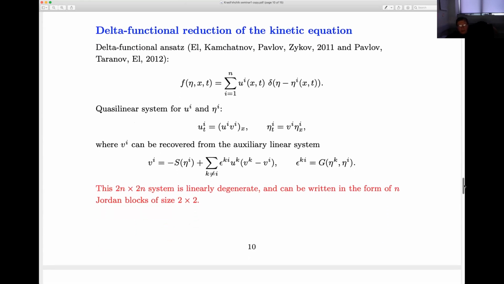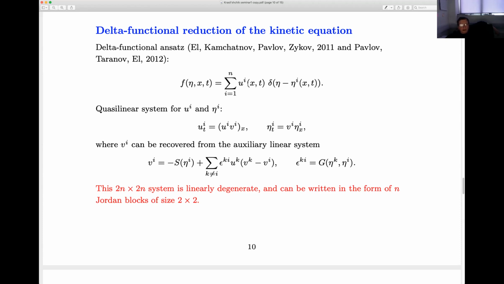I'm not going into detail here. This ansatz was originally, as far as I know, proposed in a joint paper by L., Kamchatnov, Pavlov, and Zykov in 2011. But they considered a special case where the eta i's are constant. The general case was considered by Pavlov, Taranov, and L. a bit later, and they derived the following equations.